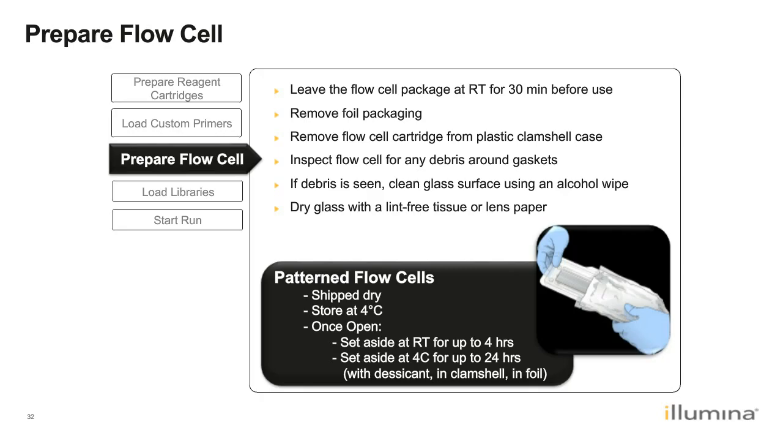So next we'll remove our flow cell from 4 degrees and let it sit at room temperature for 30 minutes. This helps to prevent condensation on the glass during the run. We'll remove the flow cell from its plastic housing and clamshell, and it's very important to inspect the flow cell on both the front and back for any potential debris. So if any debris, such as small glass shards, for example, are seen, we can clean the glass surface and gasket areas with lint-free tissue paper. If the run cannot start immediately after the flow cell has been opened, it can be put back at 4 degrees and used within the next 24 hours.